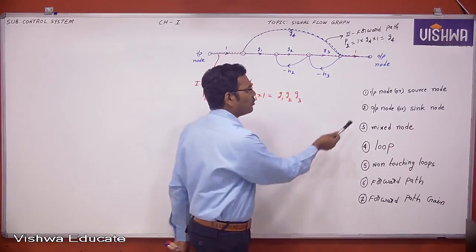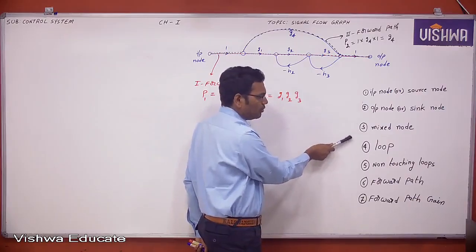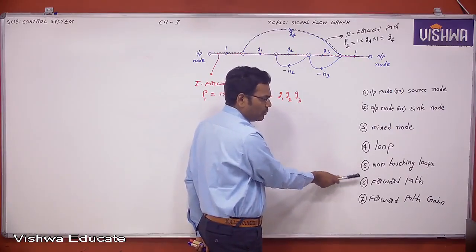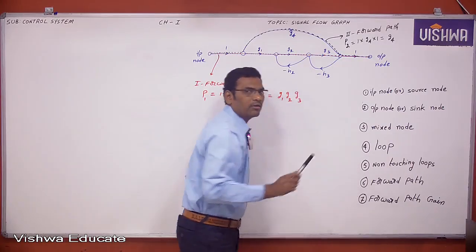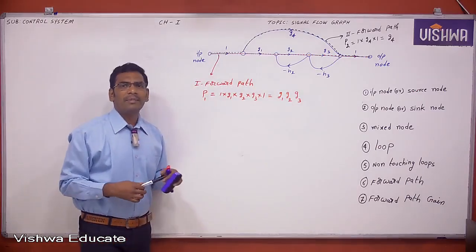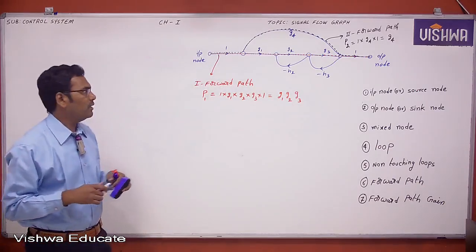Okay. Now these are the representations or notations of the signal flow graph: input node or source node, output node or sink node, mixed node, loop, non-touching loops, forward path, total forward path gains. Okay, these are used repeatedly while we are solving the problems of signal flow graph.